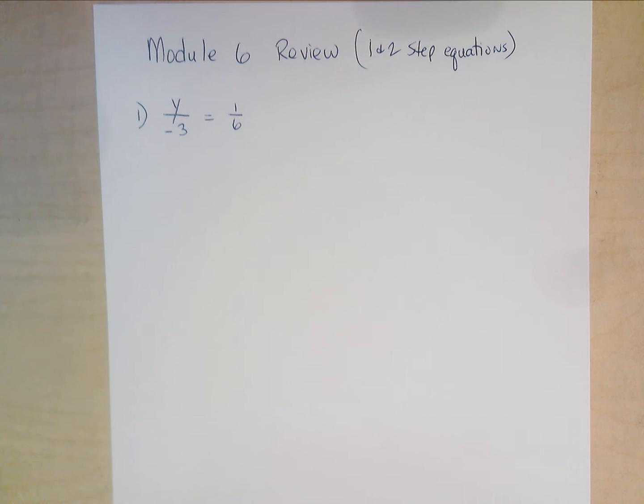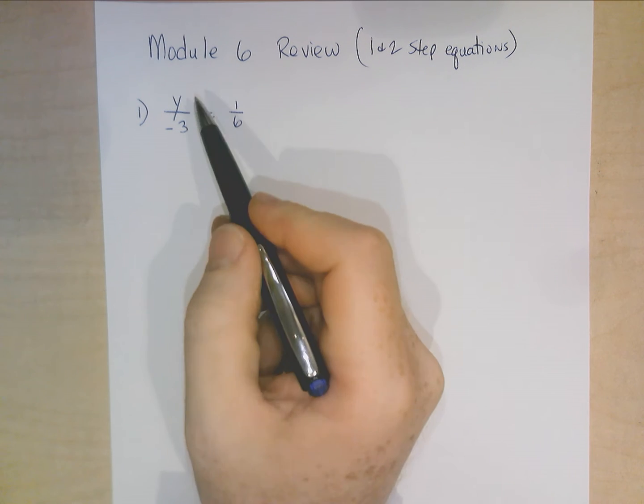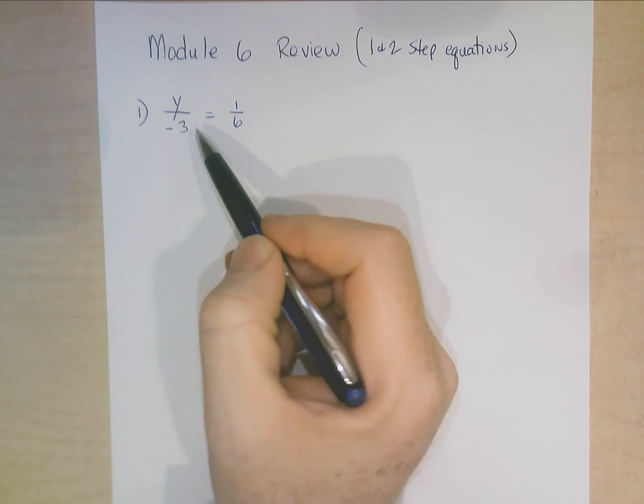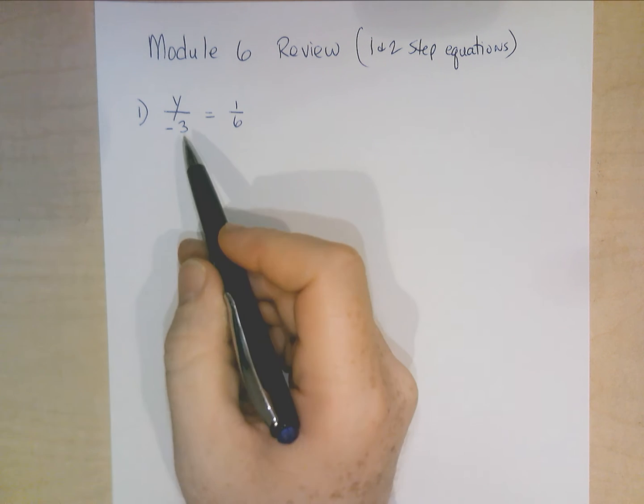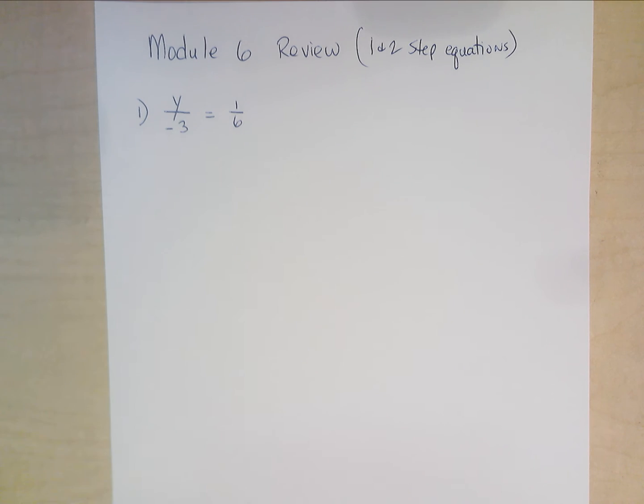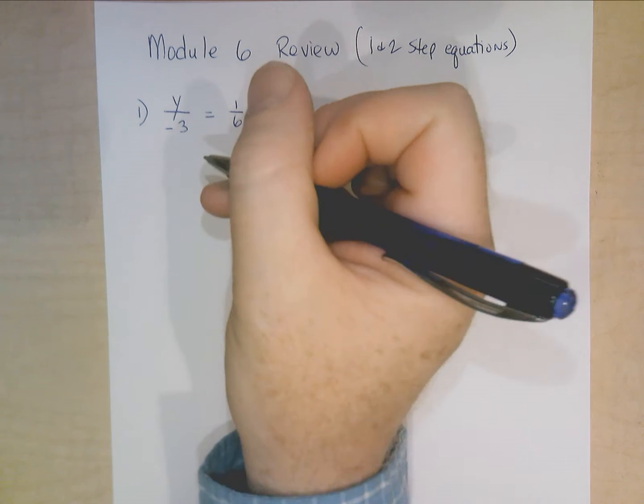We want to look at the variable and what's happening to it. Right now, the variable is being divided by negative 3. So we want to do the opposite and apply the inverse operation so that we're able to get rid of that dividing by negative 3. The opposite of divided by negative 3 is multiplying by negative 3.